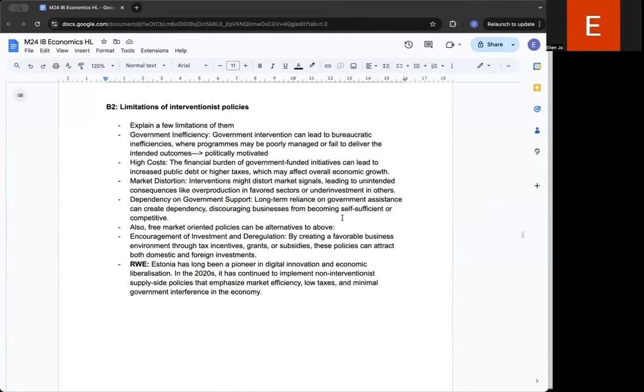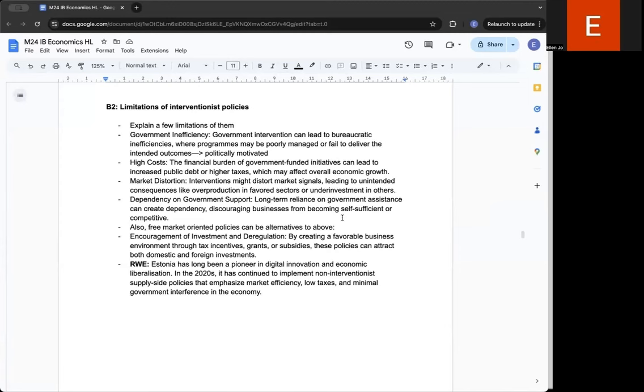42 is about the limitations of interventionist policies. It can start with explaining a few limitations of them. Government inefficiency is one that should be noted, since it can lead to bureaucratic inefficiencies where programs may be poorly managed or fail to deliver their intended outcome, since it can be politically motivated. Also, it's high cost too.